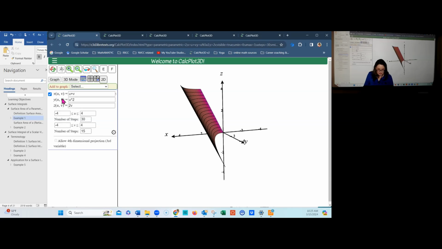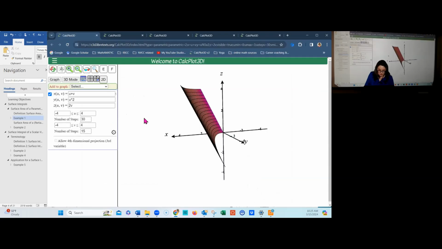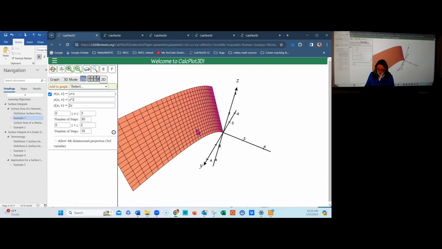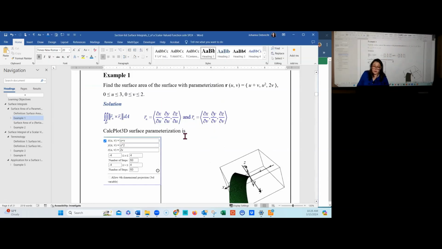Now, when we do this, we are limiting u to go between 0 and 3 and v from 0 to 2. So let's go ahead and change that. 0 to 3. I think it's actually graphed with those. And 0 to 2. Yeah, it's actually, that is the correct graph. All right. So we've got our surface here that we're trying to find the area for. We allow the function to be the number 1.